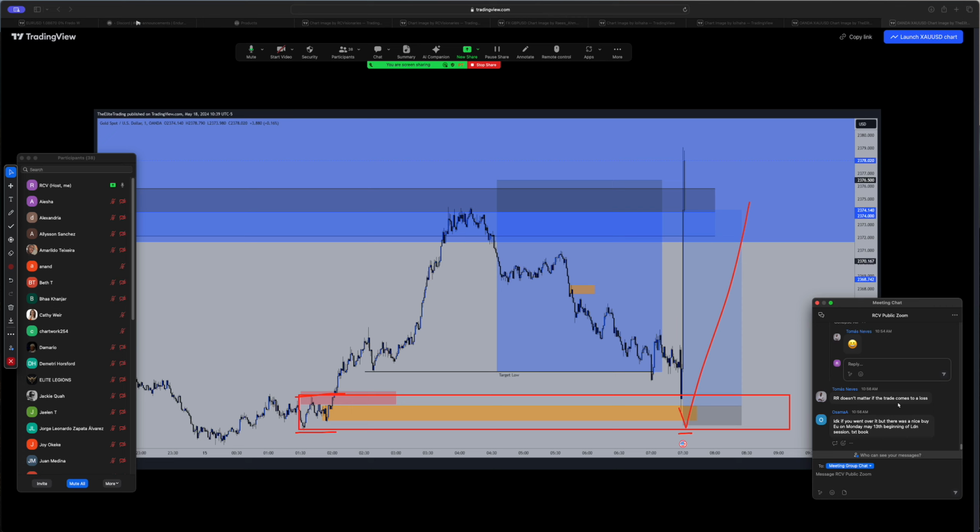I don't know if you went over it. No, I only went over the trade for this week, which is a EU buy. But you can go ahead and show it if you want.